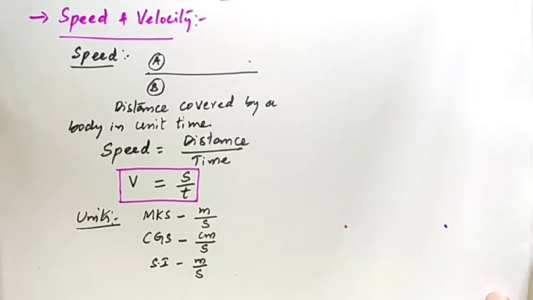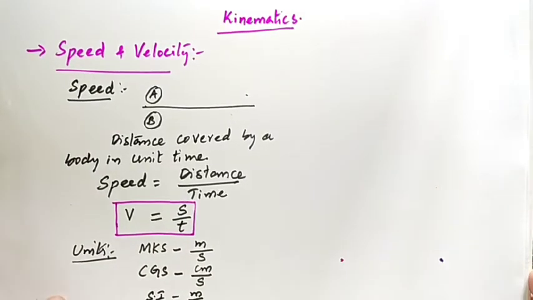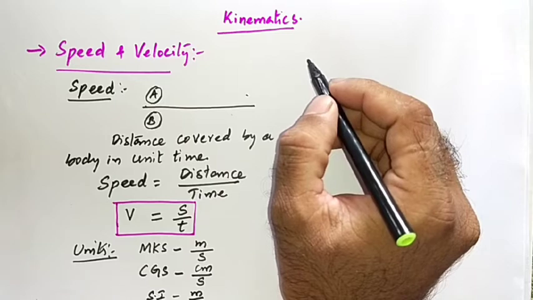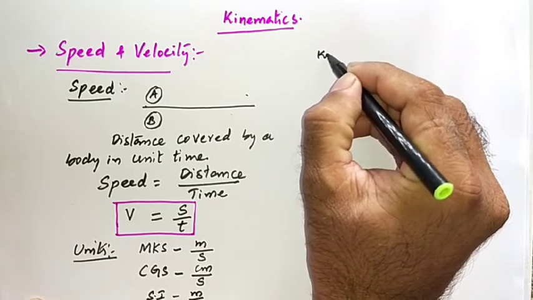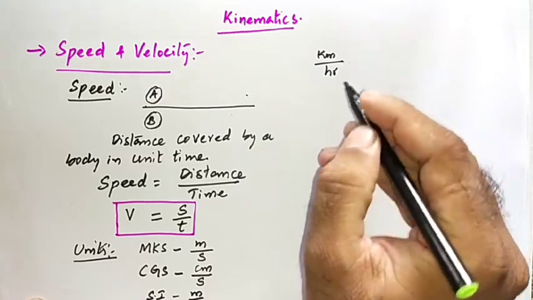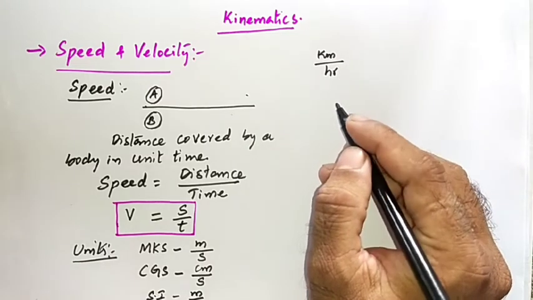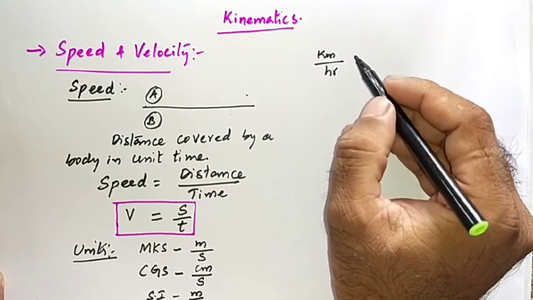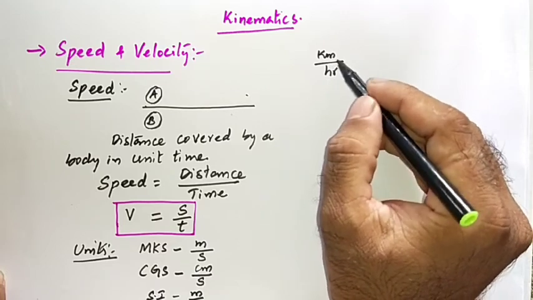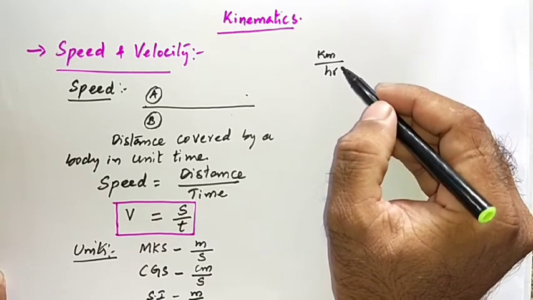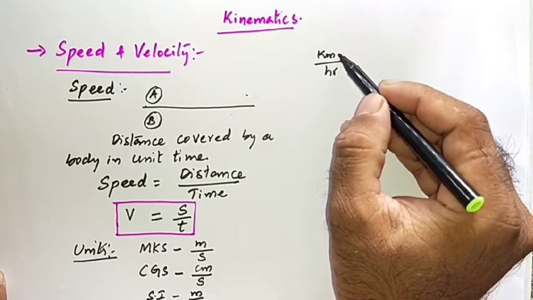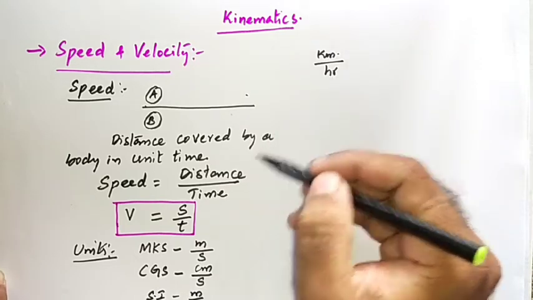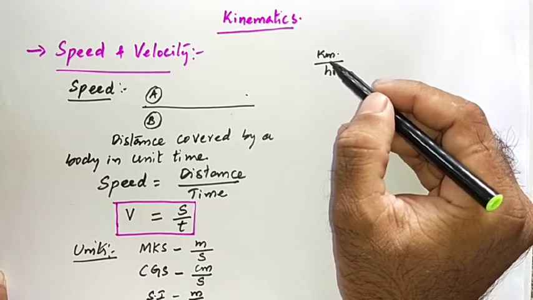There are some other units of speed we generally use. You might have seen in cricket commentary, when the bowler bowls a ball, the speed of the ball is measured in kilometer per hour, like 104 or 150 kilometer per hour. Vehicle speed is also measured in kilometer per hour. Kilometer is a unit of distance, and hour is a unit of time, so it is a speed unit.